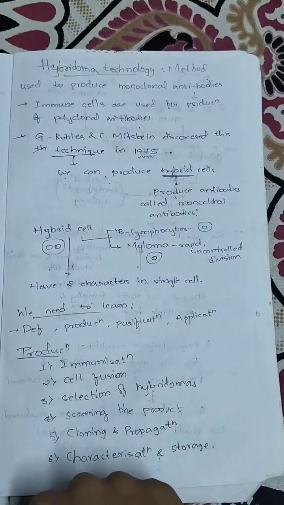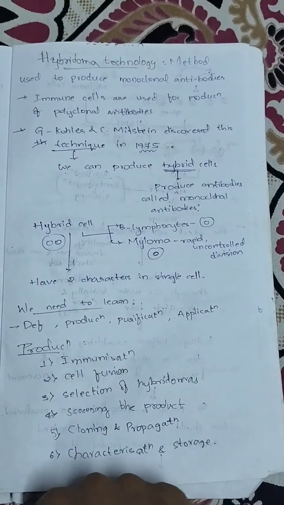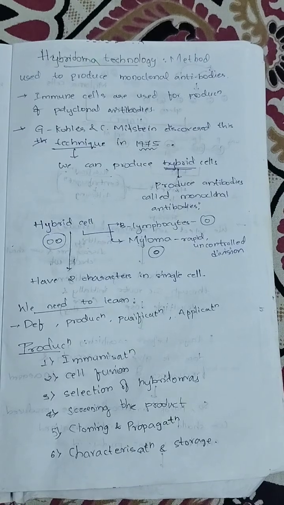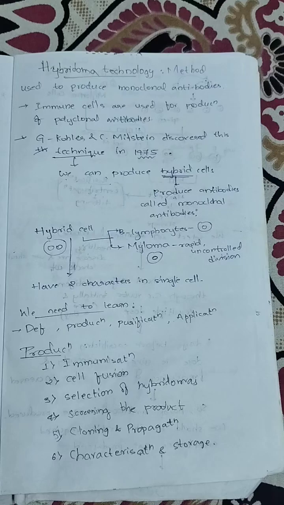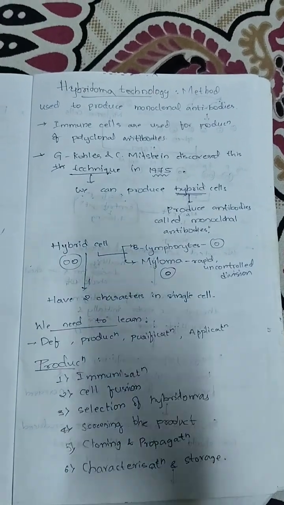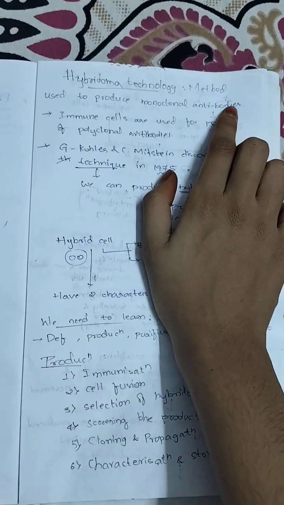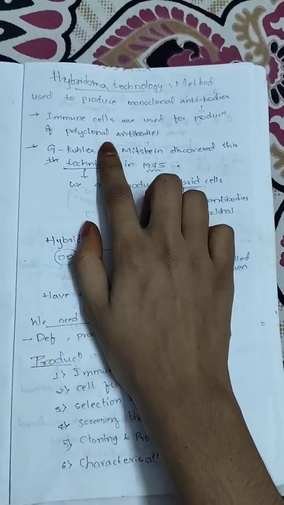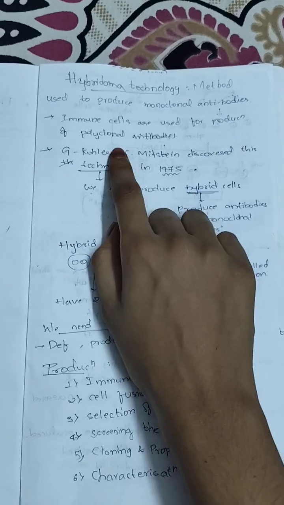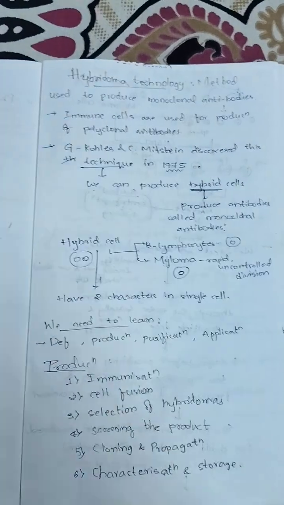Now we are going to study Hybridoma technology. What is Hybridoma technology? It is a method used for the production of monoclonal antibodies. Firstly, immune cells are used for the production of polyclonal antibodies.